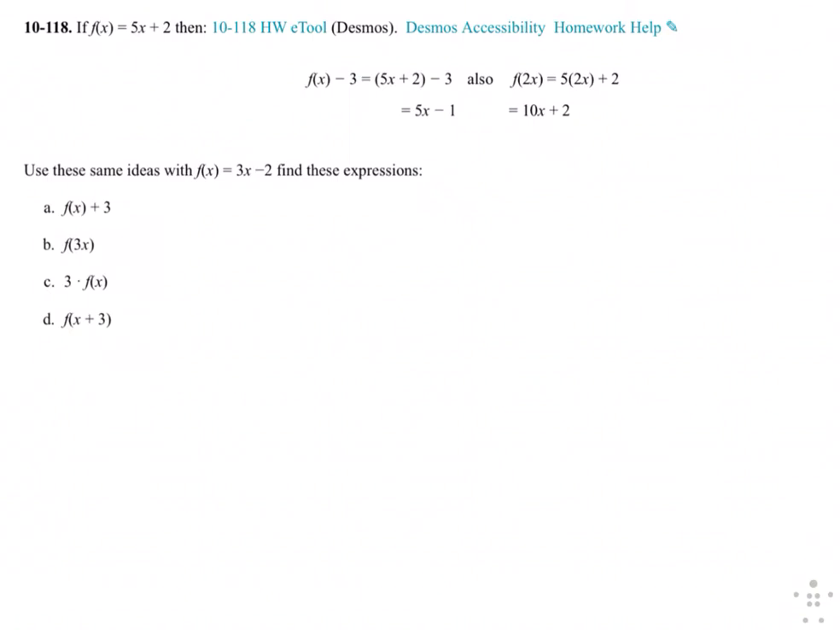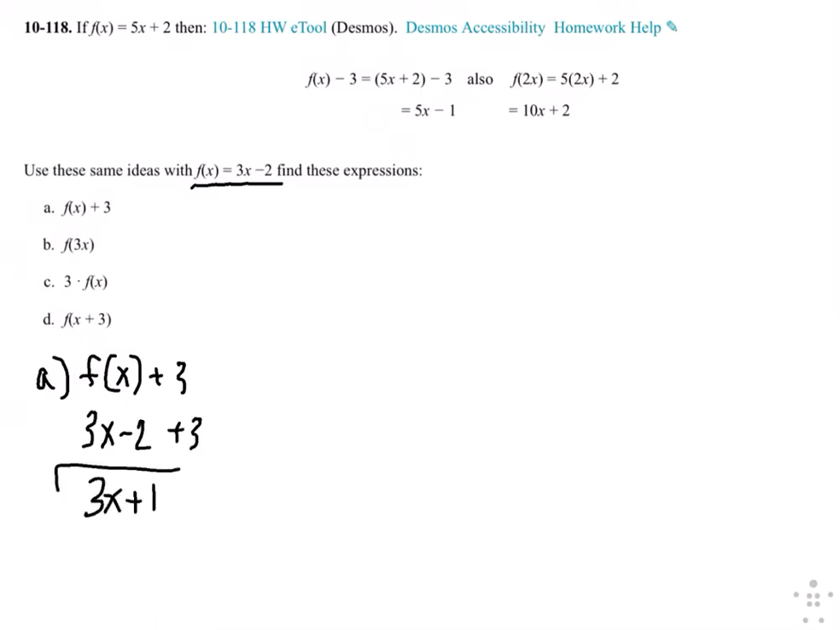Okay, at the beginning, they give us an example of what they're doing, but they want us to use this function and then find a through d. So for a, f of x plus 3, right? Well, f of x is 3x minus 2, right? And then we add 3, so that's 3x plus 1. There we go for f of x plus 3.